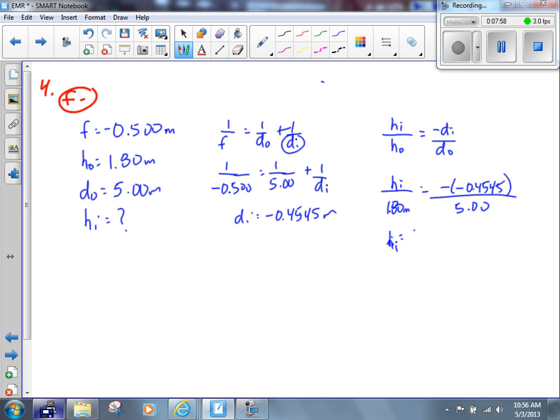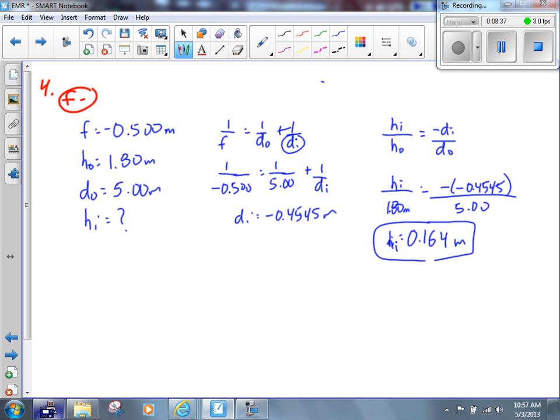Dan said he got positive 0.163. There might have been a rounding issue there for one of us. I'm not sure whether it's me or you, but obviously you did it right. 0.164. Okay. So we'll say 0.164 then, yeah. So somewhere I made a rounding issue in there somewhere. That's going to be meters, right? Good.